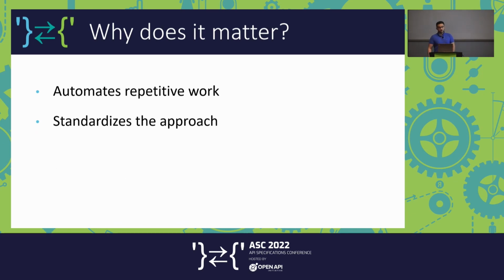Through generation, in automation, we can standardize the approach, have a common approach. If I'm talking to this OpenAPI, I have a client that looks and feels a certain way. If I'm talking to that other OpenAPI, I have a client that looks and feels the same way, right? So that saves time in terms of learning, maintenance, and so on and so forth.